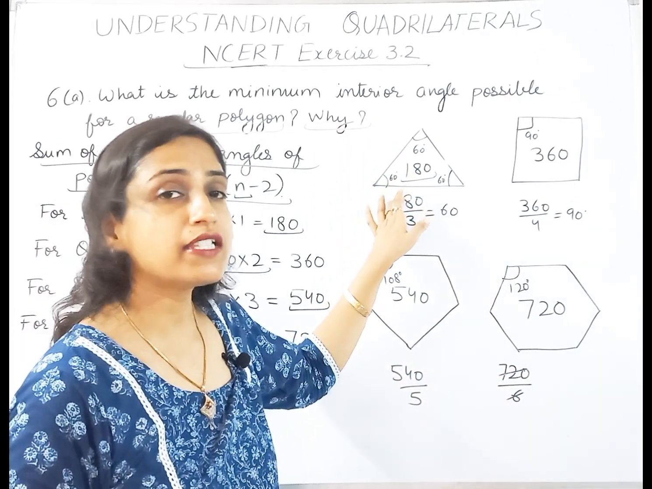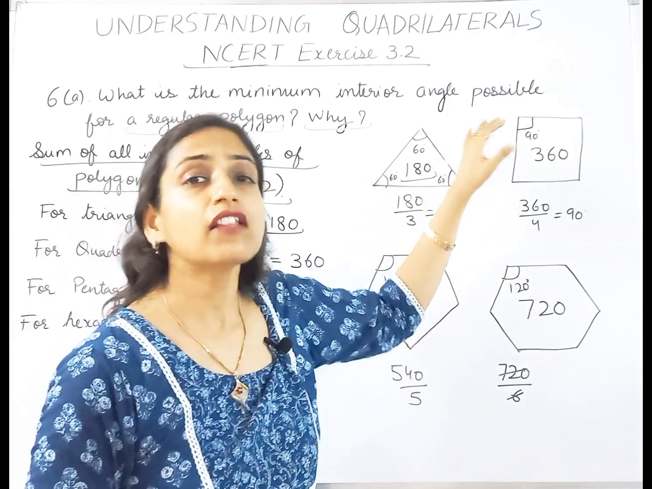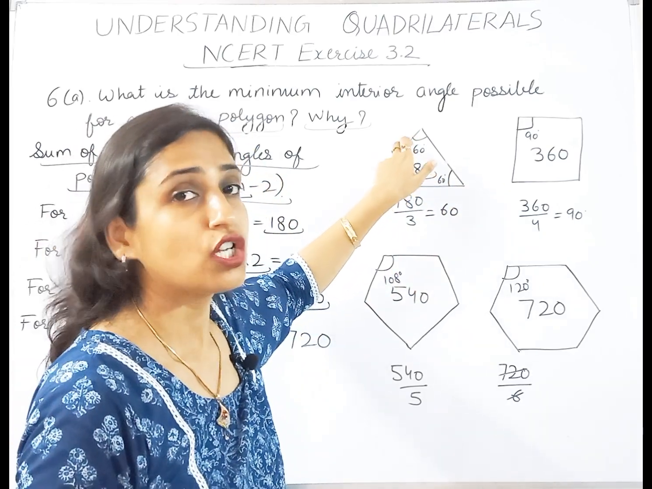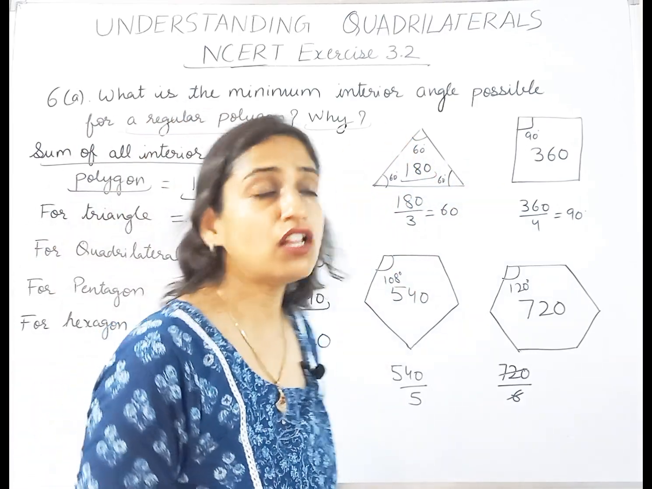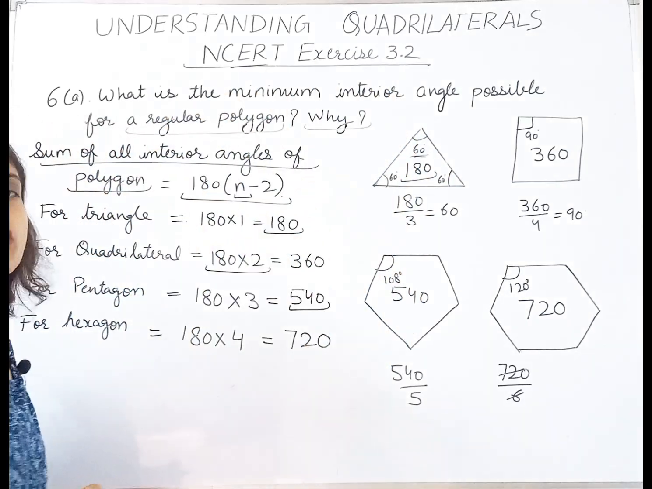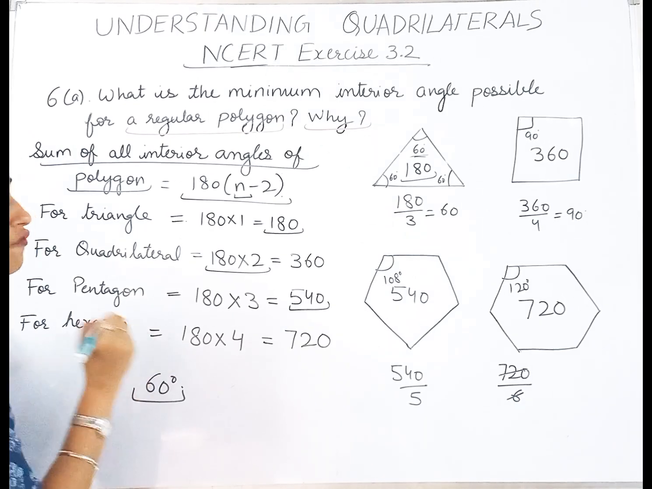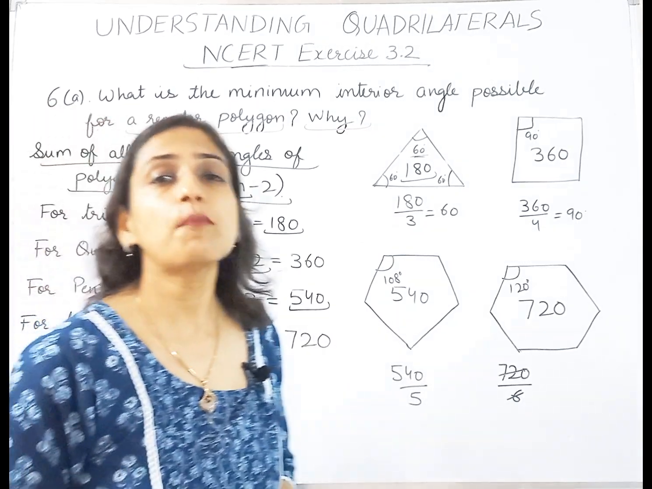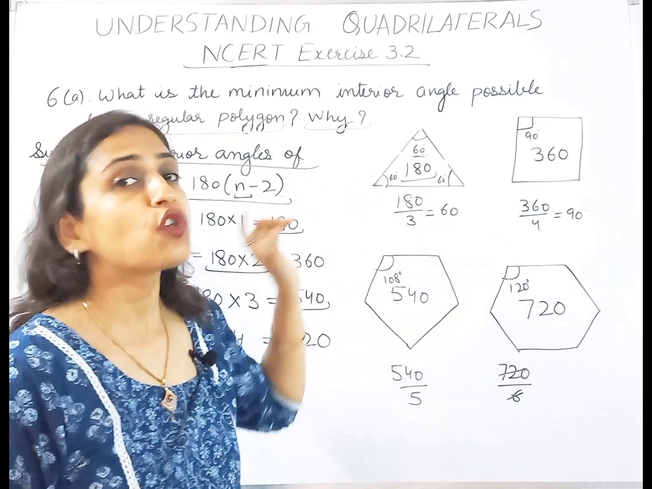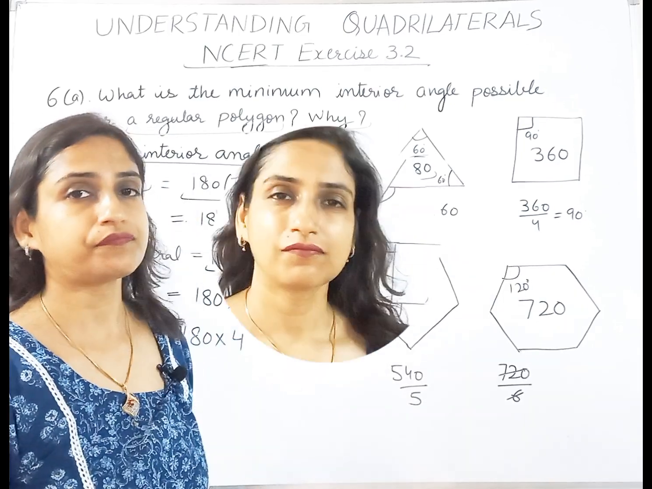So we can clearly see that as the number of sides increases, the interior angle also increases. So the minimum angle is that of a triangle. So the minimum possible angle for a regular polygon is 60 degrees. So the answer to this question is that the minimum possible angle is 60 degrees, which is of a triangle, because a polygon can have a minimum of 3 sides, which is a triangle. So the minimum possible interior angle is 60 degrees.